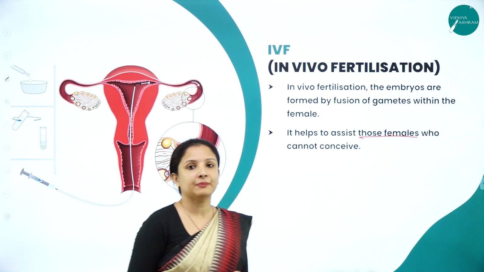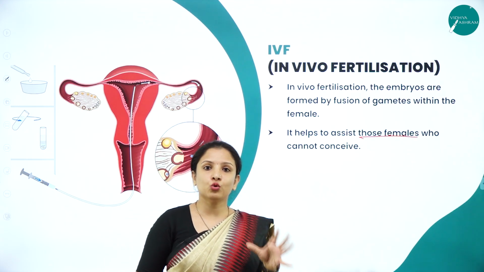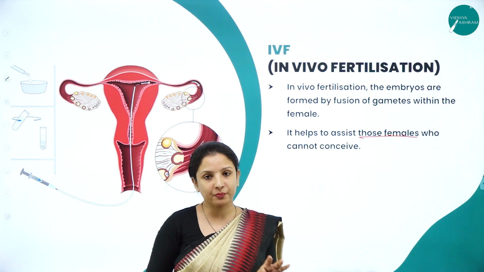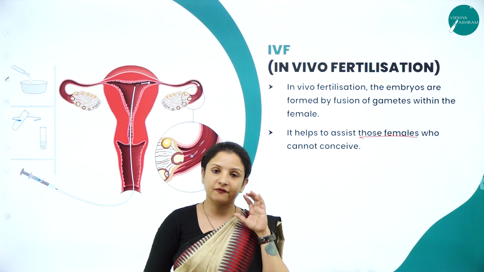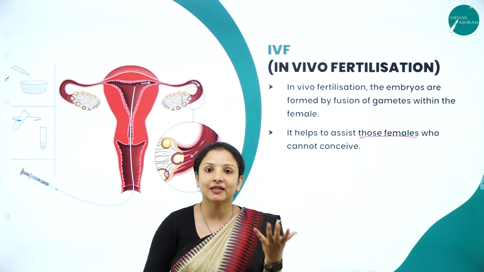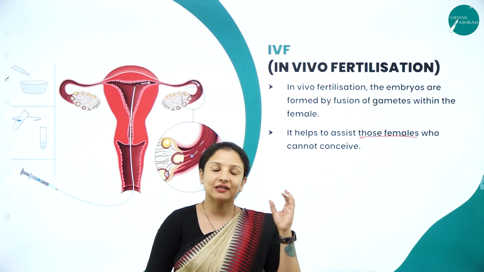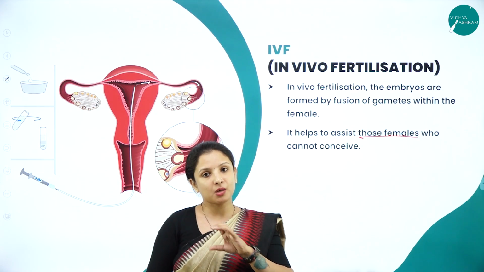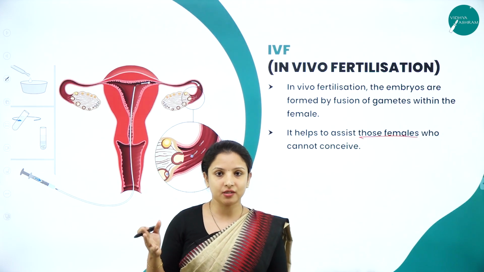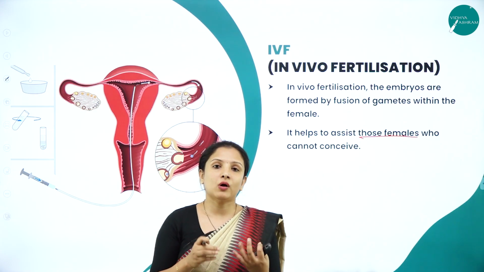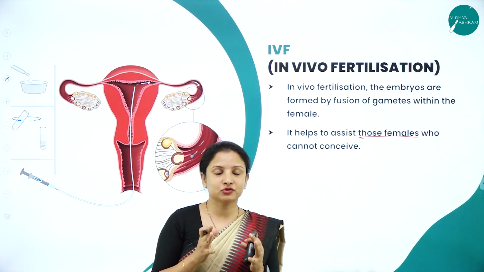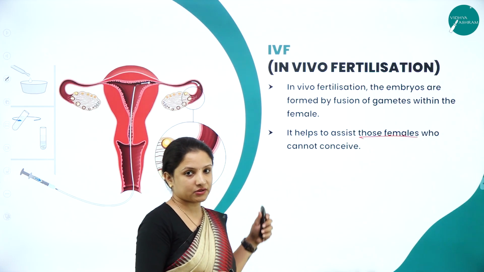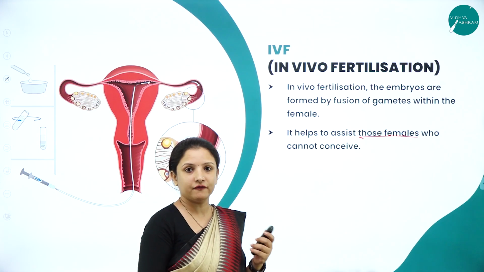Sometimes the female's womb, the uterus, will be in very good condition to bear the child, but the female will not have a good quality egg. So what they do is they take the egg from another female, and they take the sperm from the husband and fuse them in the laboratory. So those women who have a very good uterus to bear a child but don't have a proper quality egg can go in for this method, that is in vitro fertilization.